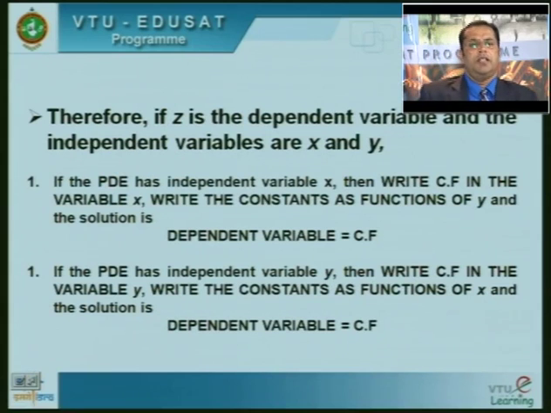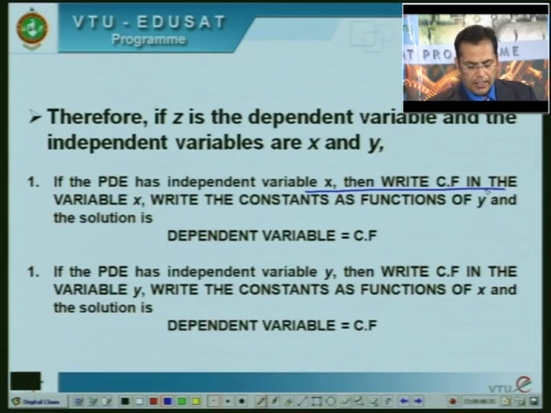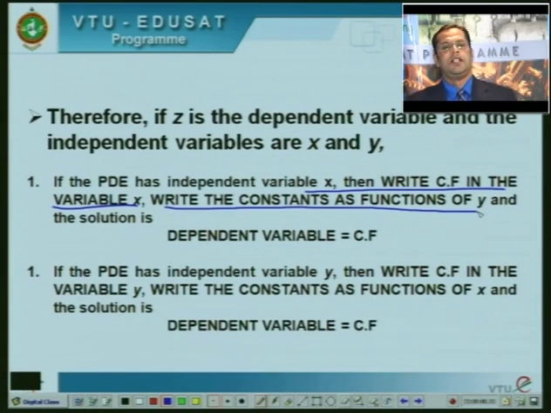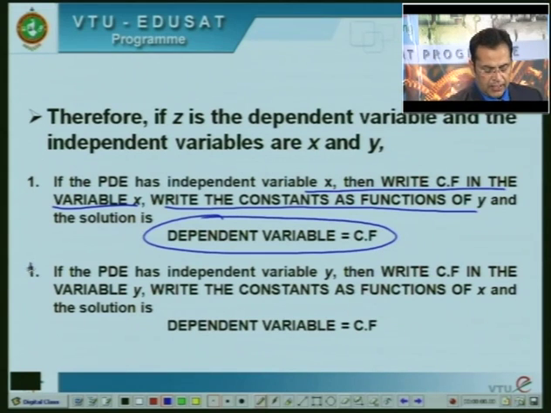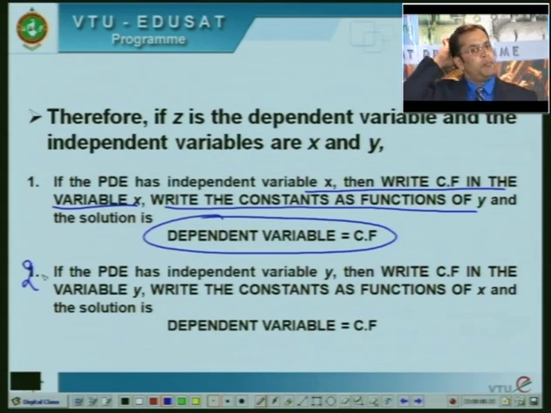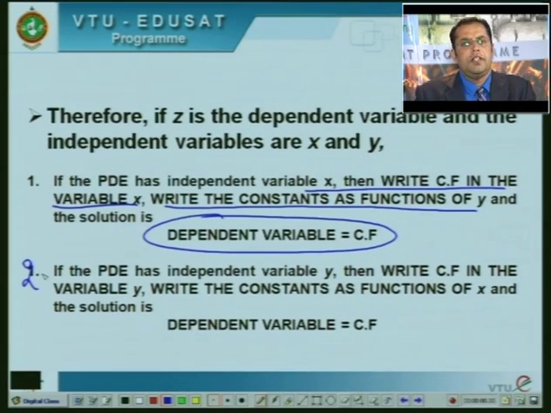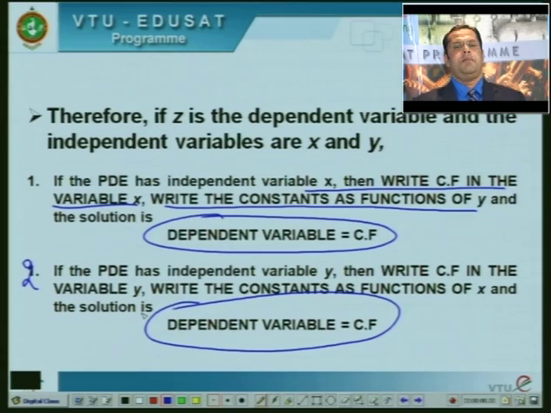Therefore, assuming that z is the dependent variable and the independent variables are x and y, point number 1, if the PDE has independent variable x, that is the PDE contains a partial derivative with respect to x, then write CF in the variable x, write the constants as functions of y, and the solution will be dependent variable equal to the CF in the method that was illustrated above. Point number 2, if the PDE has independent variable y, then write the CF in the variable y, write the constants as functions of x, and finally, the solution will be dependent variable equal to complementary function in terms of the independent variable.